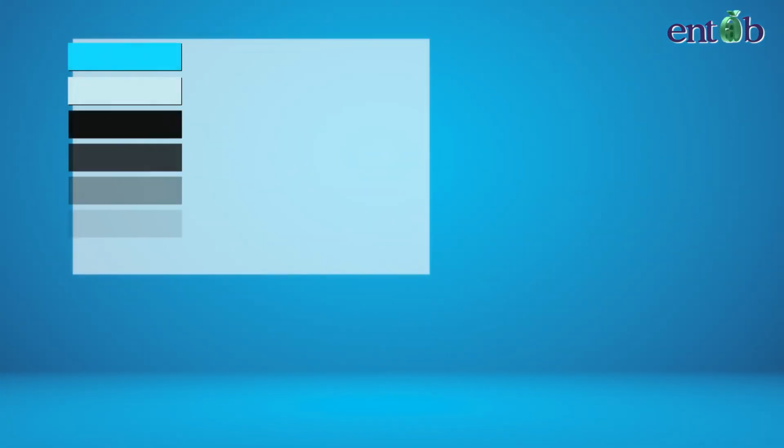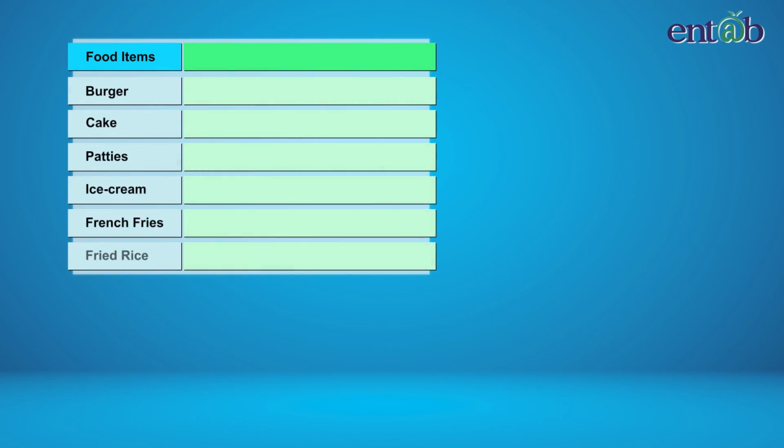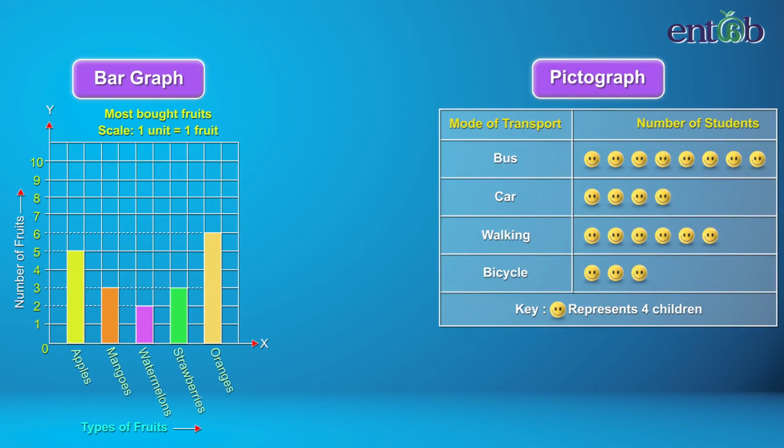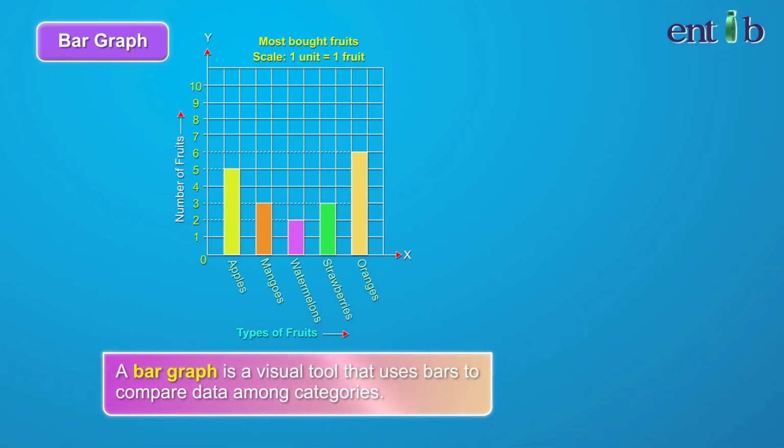In your previous class, you have learnt how to collect and tabulate data using tally marks. You also know that data can be presented through pictographs and bar graphs for easy comprehension. A bar graph is a visual tool that uses bars to compare data among categories. Each type of data gives us some sort of information, but does it always provide us the desired information?